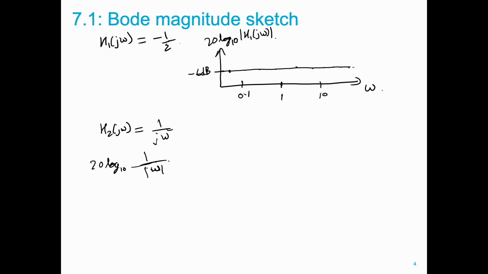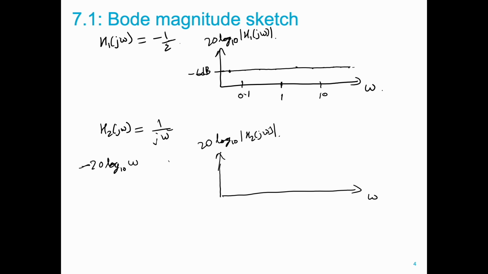Now, in Bode sketches, we just consider the positive frequencies, so I can write the magnitude of ω as just ω. And 1 over ω is ω to the minus 1. There's a property of logarithms that log of a to the power of m is m times log a, so I can push this minus 1 out front. So what I get for the magnitude sketch of 20 log base 10 of the magnitude of H2(jω) is a straight line that decreases with a slope of minus 20 decibels per decade.